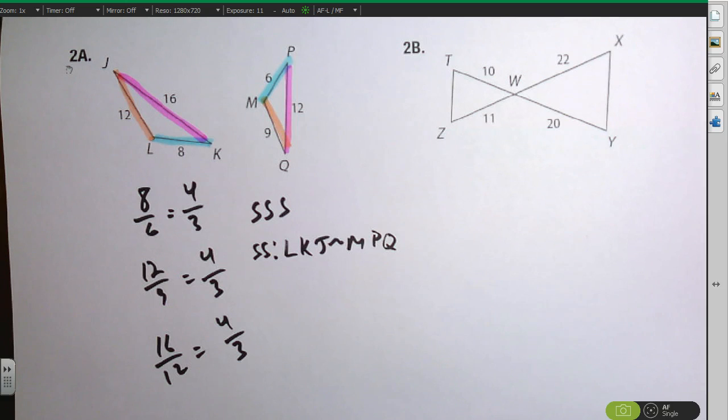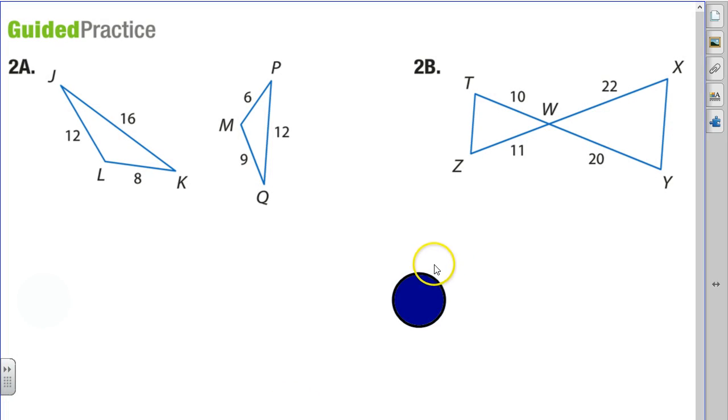Okay, all right. The other problem then, 2B. I have to prove, are these two similar, yes or no? Again, it's going to pop up in a second for you to try to make a guess at it, work it out on your own, then watch me work it out.